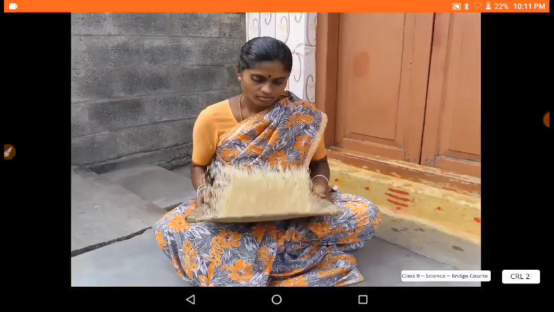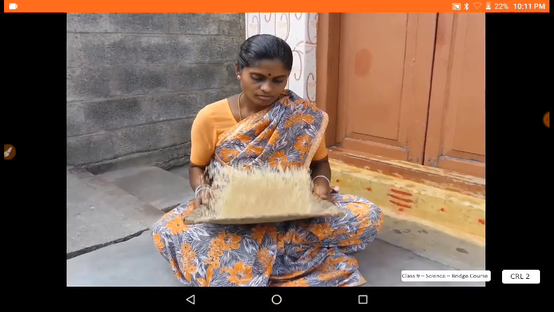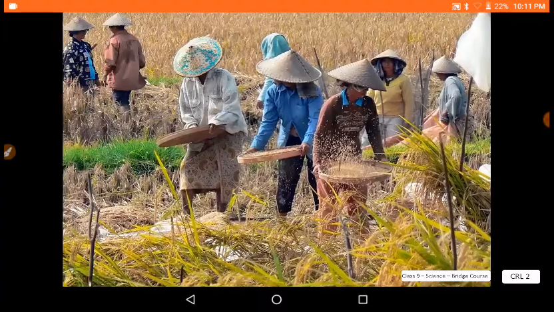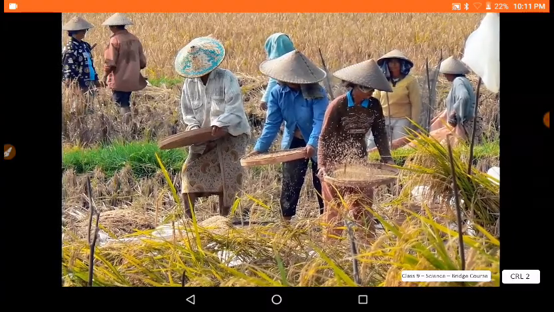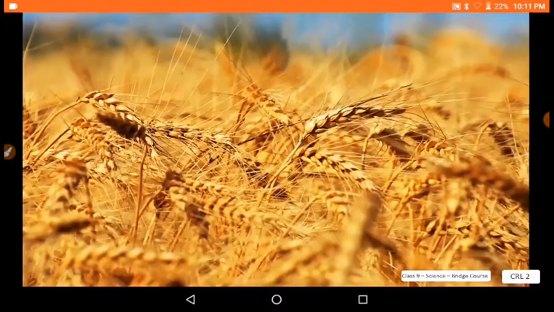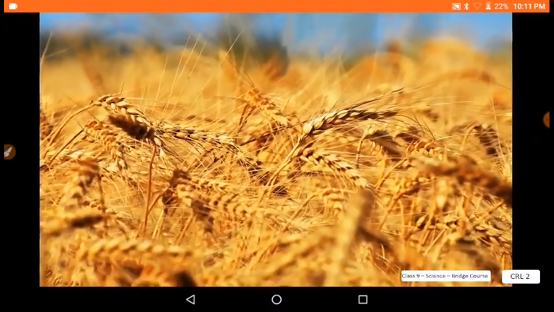Winnowing is used to separate lighter components from heavier components. It is done by allowing wind to fall or blow through the mixture. It's used to separate husk from grains.